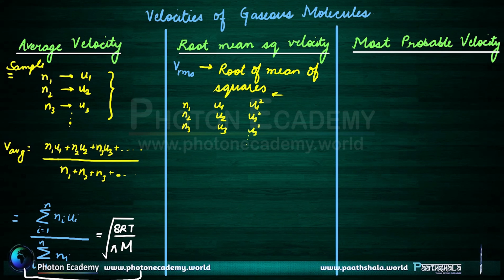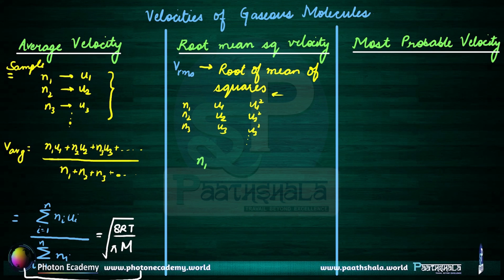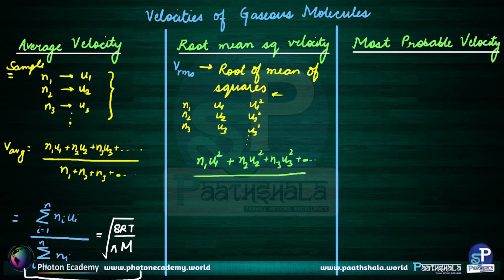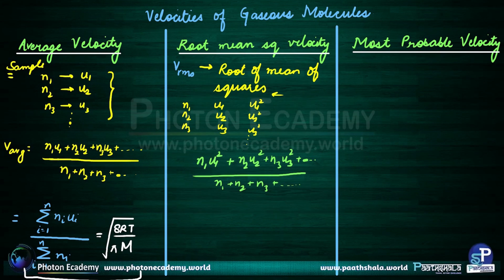So the mean of the squares would mean that if n1 particles have u1 square, n2 have u2 square, n3 have u3 square, and so on, divided by the total number of particles, this will be the mean of the squares of velocities, correct? And over that we have to put a square root. So this gives us the expression for the root mean square velocity.